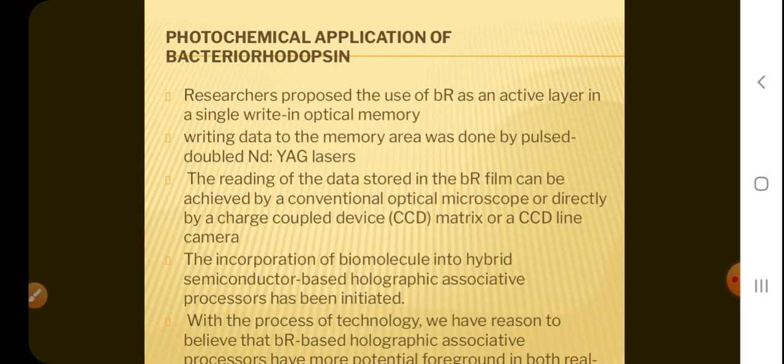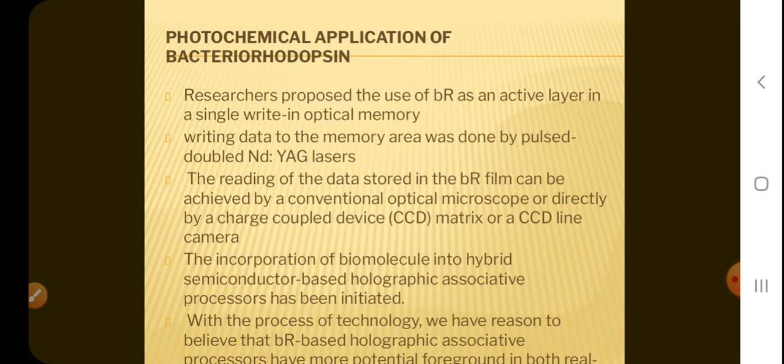So here we come to the photochemical application of bacteriorhodopsin. Till now we have known the structure of the bacteriorhodopsin, what a photocycle is, how it goes through the 7 different intermediate stages, and how a photocurrent is produced. And now we saw how these bacteriorhodopsin membranes or layers are deposited on various devices. So here the first application is a photochemical application.